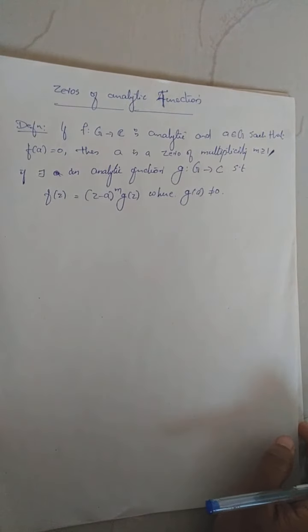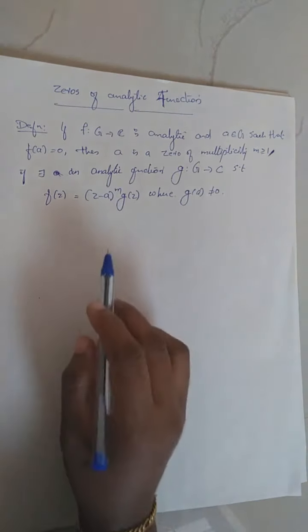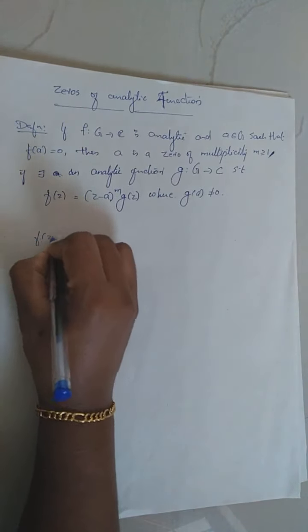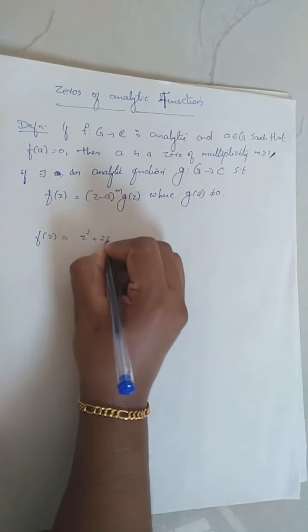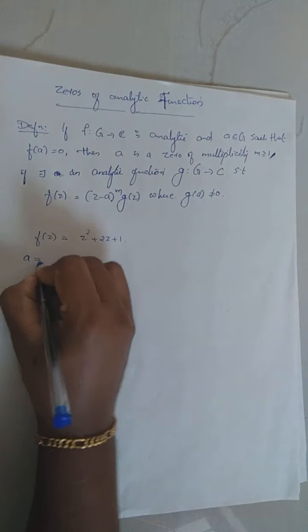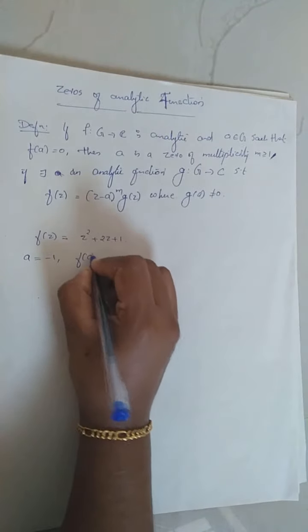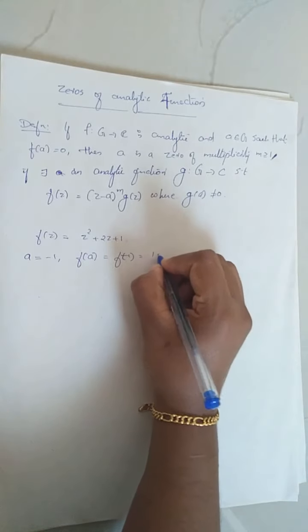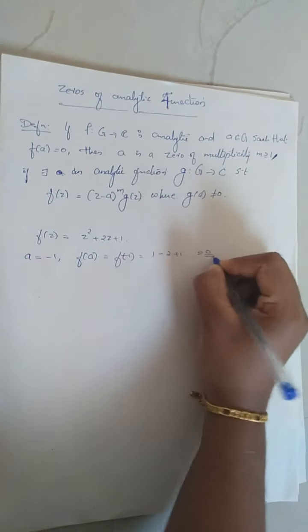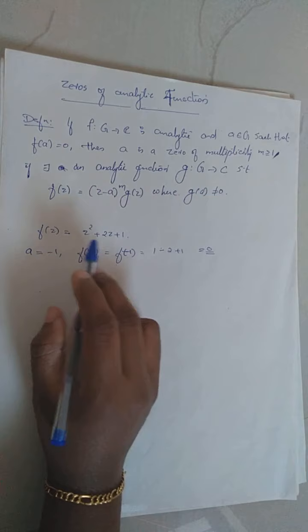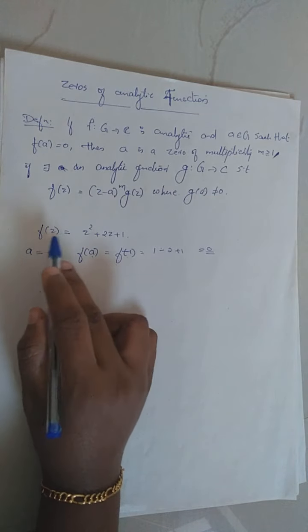Now we will discuss what is a zero of an analytic function. Suppose we have an analytic function such that f(a) equals 0. For example, suppose we consider f(z) equals z squared plus 2z plus 1. Then f is an analytic function, right? Then take a equal to minus 1. So what is f(a)? f(a) is f(-1), which equals 1 minus 2 plus 1, that is equal to 0, right? So we see that f(-1) equals 0. So we can say a is a zero.